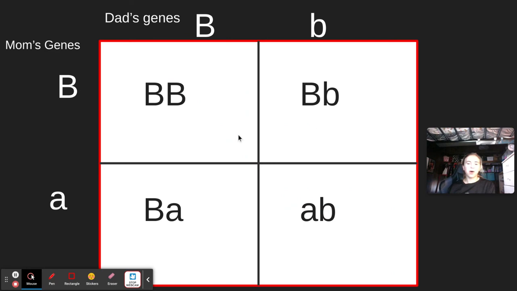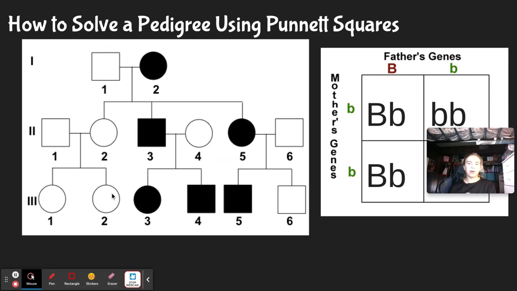And then you split them off into percents. So we have 4 squares, so each are 25%. So we have a 25% chance for uppercase B, a 25% chance for uppercase B, lowercase a, 25% chance for uppercase B, lowercase b, and a 25% chance of lowercase a, lowercase b. And then, how to solve a Punnett square.